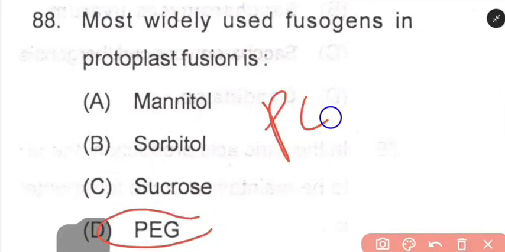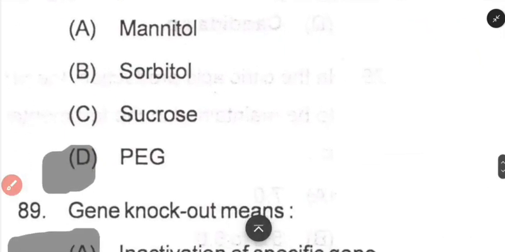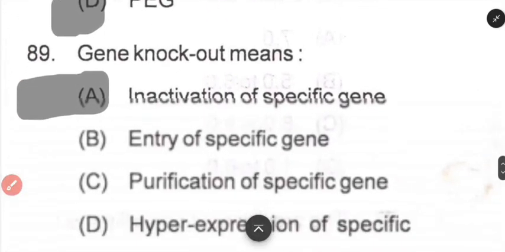Next question. The most widely used fusogen in protoplast fusion is PEG, and the full form of PEG is polyethylene glycol, and it is used as a fusogen. Then gene knockout.